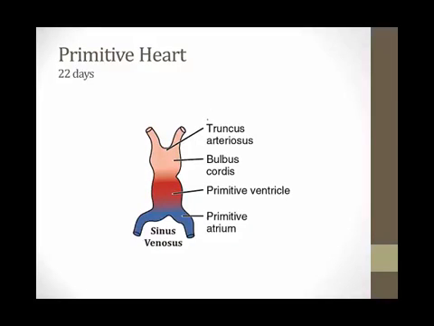So at the top of the tube is a structure called the truncus arteriosus. Below that is the bulbus cordis. We then have a bulge called the primitive ventricle, followed by another section down at the bottom here called the primitive atrium, and then finally at the very bottom we have a structure called the sinus venosus, which has two horns, as you can see in this picture on the screen.